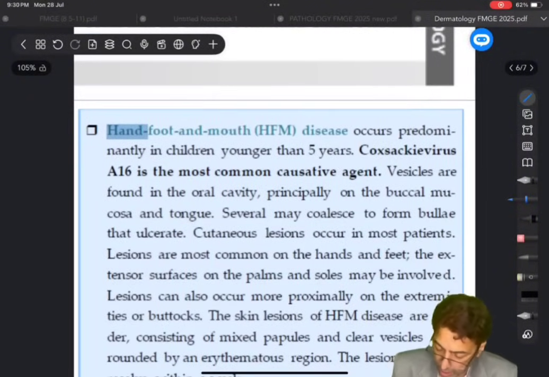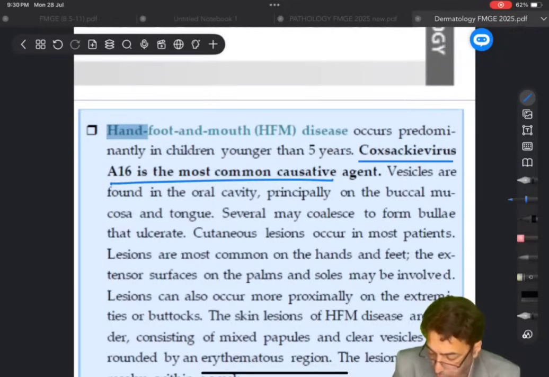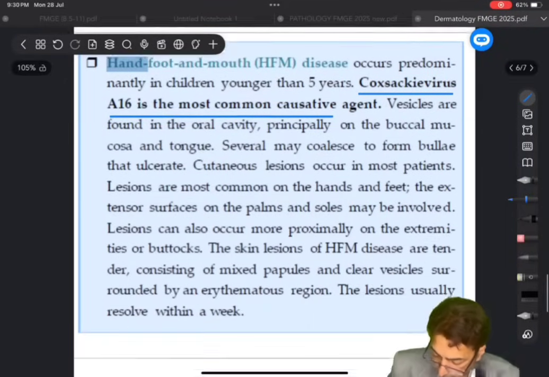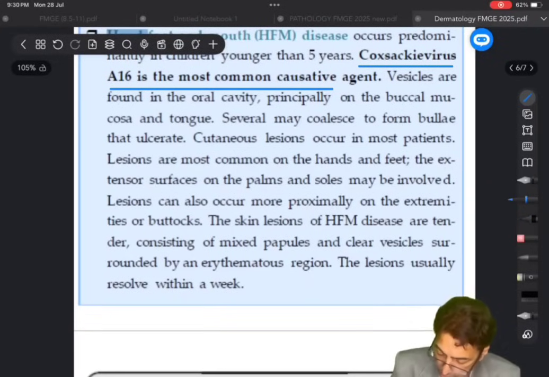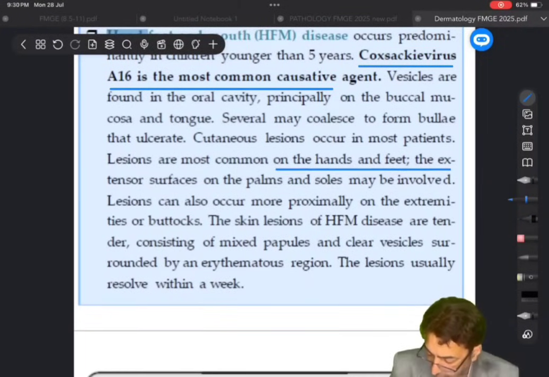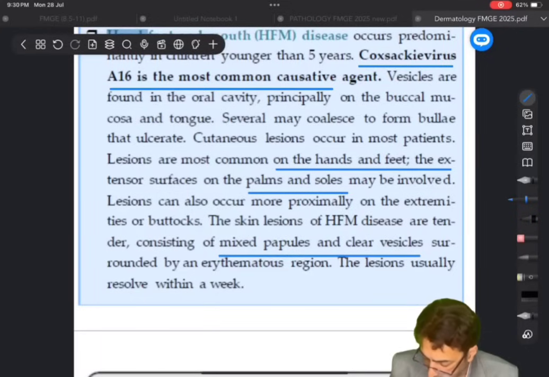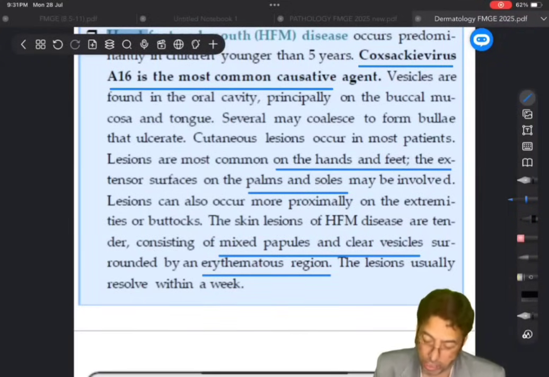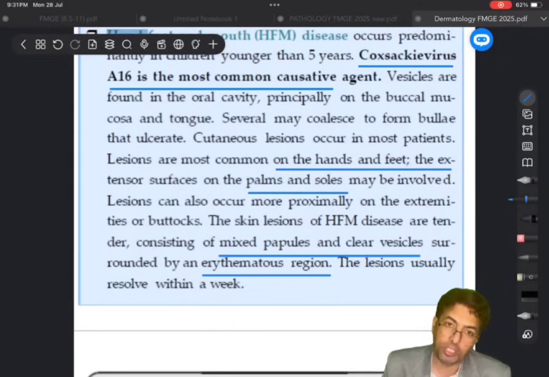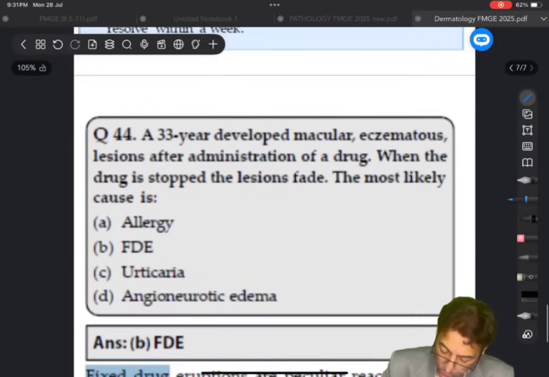So I will just enlarge Coxsackie. Even the subtype A16 is the most common causative. And what are there? The cutaneous lesions on the hands, feet, palms, and soles, which were mentioned in the question. Mixed papules and clear vesicles with erythematous region. So that's important. This is important, how you study, what you study.